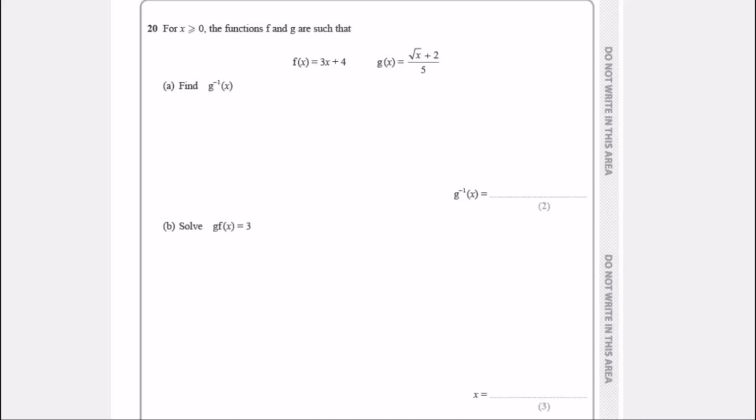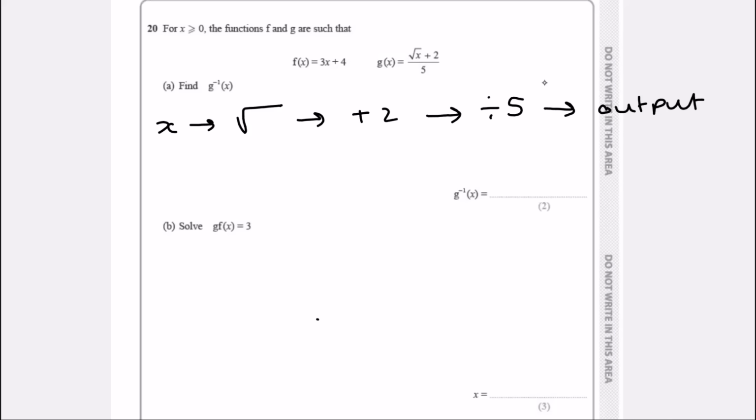Question 20. For x greater than 0, the functions f and g are such that f of x is 3x plus 4, g of x is root x plus 2, all over 5. Find the inverse function for g. So the opposite function to g. I'll do this 2 ways. With a diagram at the moment, we put in x, we square root, then we plus 2, then we divide by 5, and we get out our output.